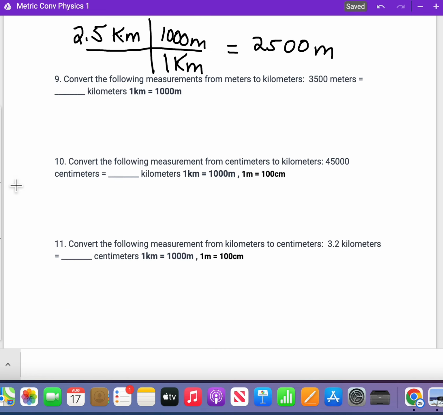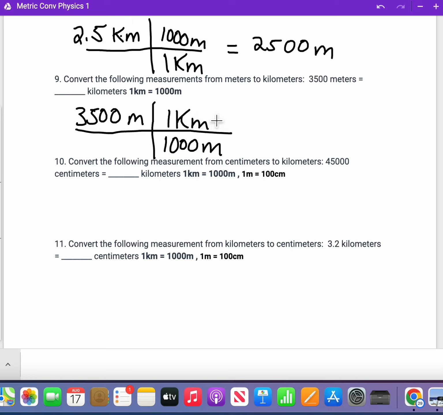Convert the following measurements from meters to kilometers. So we have 3,500 meters. See how I wrote down what the problem gave me? I draw the picket fence. I look here, what unit do I have here? Meters. What has to go down here? Meters. What number goes with meters? 1,000 meters. Then the 1 kilometer goes on the top. So now we're going to multiply everything on the top, 3,500 times 1, divided by everything on the bottom, 1,000. That equals 3.5 kilometers.